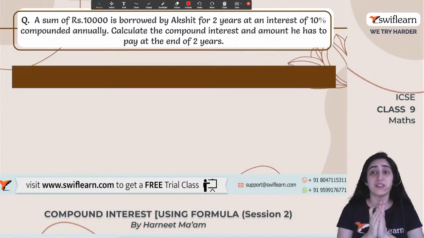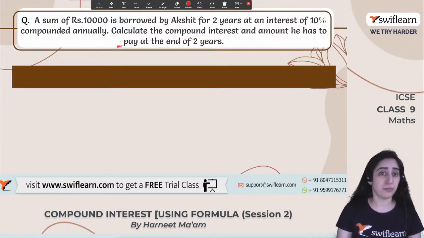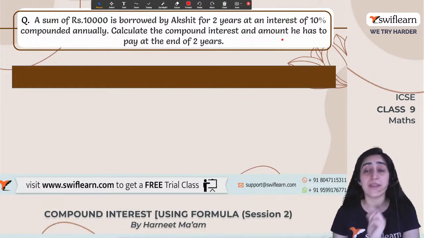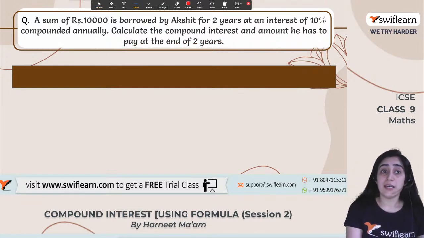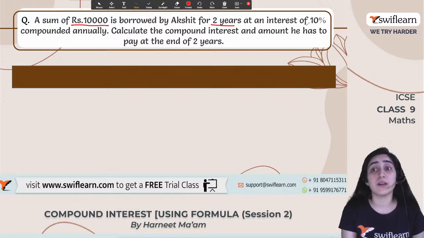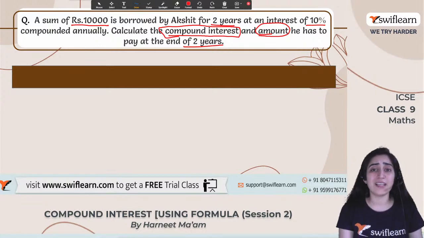Moving on to the next question, it says, a sum of 10,000 is borrowed by Akshat for 2 years at the rate of interest of 10% per annum, compounded annually. All right, so it's compounded annually. It's given to us. Calculate the compound interest and the amount he has to pay at the end of 2 years. So what is given? The sum he has borrowed is given, the time is given, the interest is given. What do I need to calculate? I need to calculate the compound interest as well as the amount that he pays at the end of the 2 years.